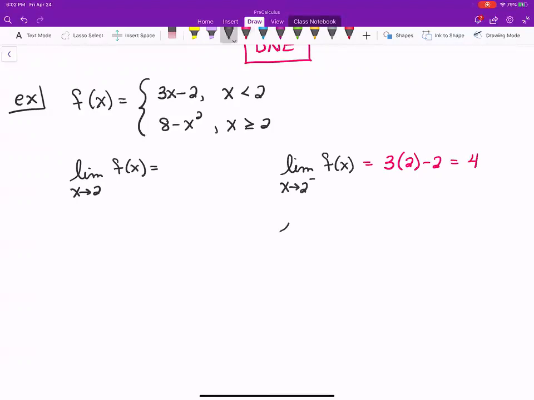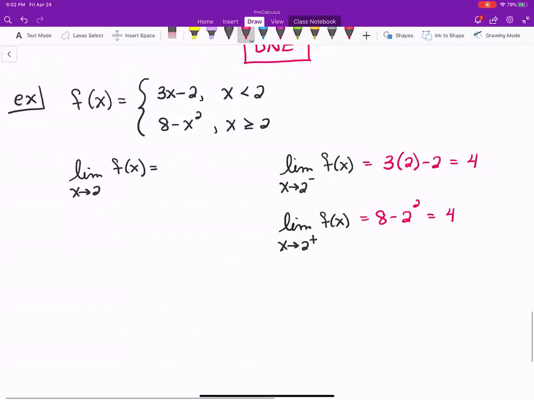Then I'm going to do the limit of the function f of x as x approaches 2 from the right. And now I'm looking to approach 2 from numbers that are larger than 2, which is the second part of the piecewise function, the 8 minus x squared. So I'm going to plug 2 into the second part, which means I'm going to have 8 minus 2 squared, which is also 4. Because we're going to the same spot, I can be like, oh, cool, the limit would be equal to 4.